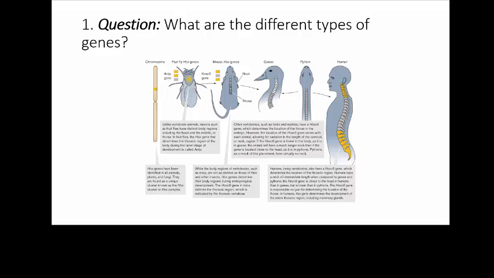Structural genes are those that are responsible for the physical structure of the body. For example, hair, skin color, blood type, and eye shape are all due to the function of structural genes.